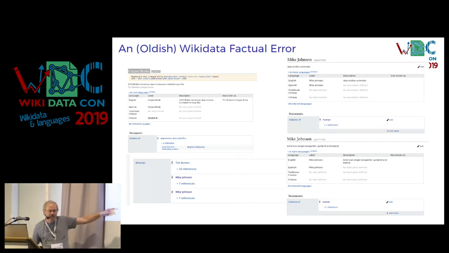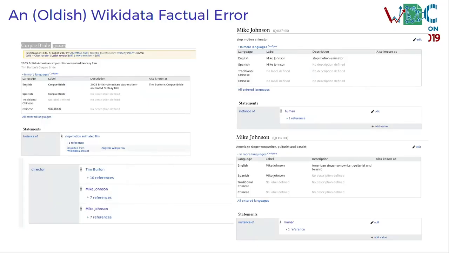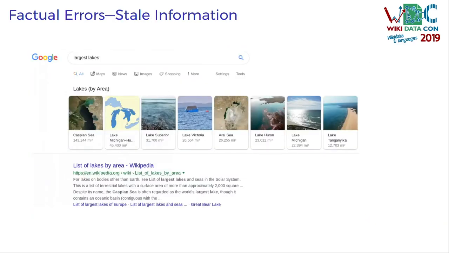So this is a real problem. Seven references, right? That's really good, right? And they're not crap references, they're some movie databases. Real things, right? So that's one of the things.